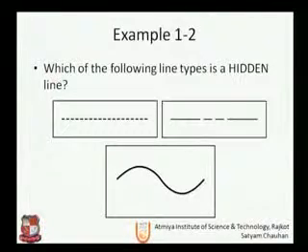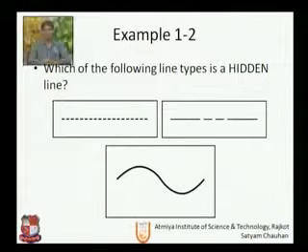Which of the following line types is a hidden line? Which one of these three is hidden? So the answer will be the dashed line is the hidden line.